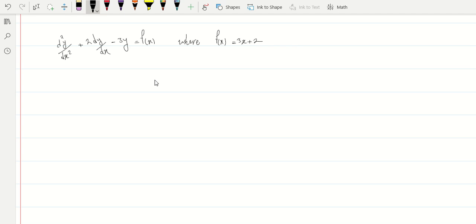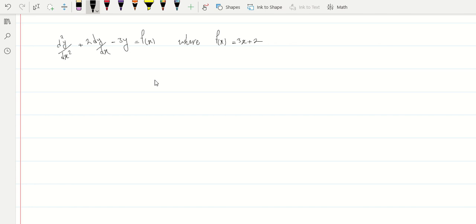Okay, we want to find the general solution for this differential equation above. As you see here, we first want to see what the order of this differential equation is, so we can approach it differently and specifically.